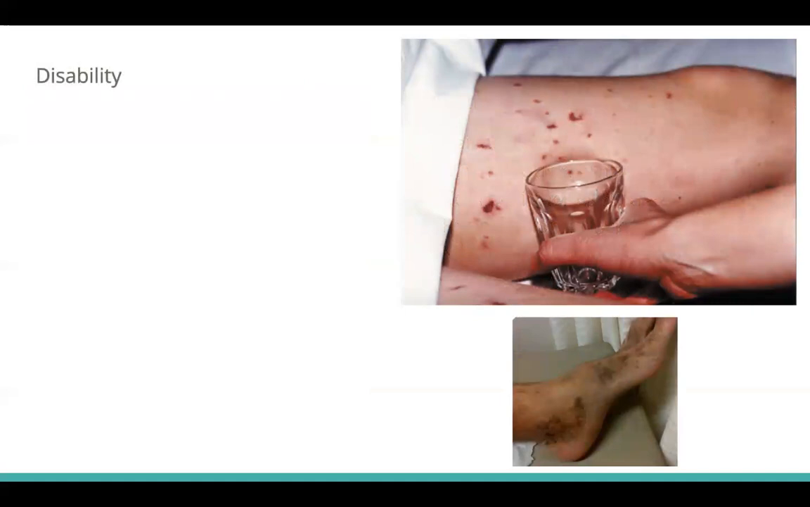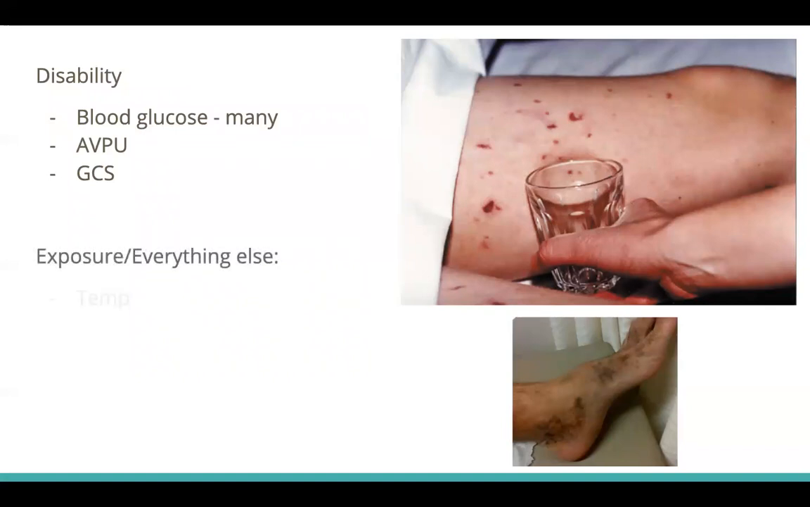We move on to D, disability. There's lots of reasons to check the blood glucose, and there are lots of skin manifestations of diabetes. You want to look at the GCS and the alertness. The GCS being low and them being confused can be a poor sign in meningococcal sepsis. If they're confused, this can also occur in anaphylaxis. And then you've got exposure, or everything else.